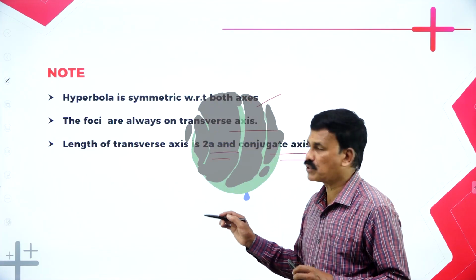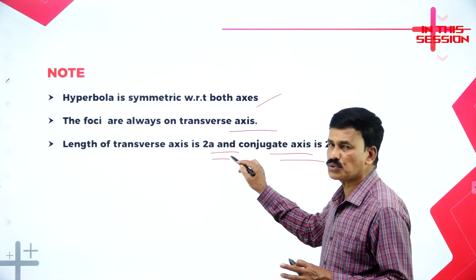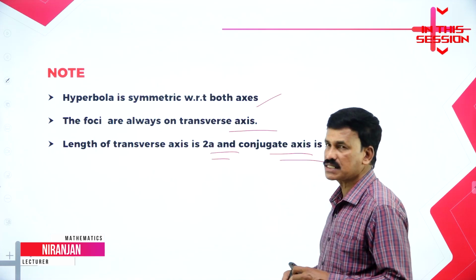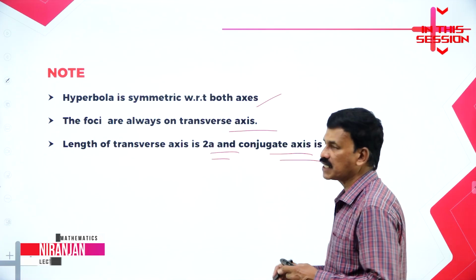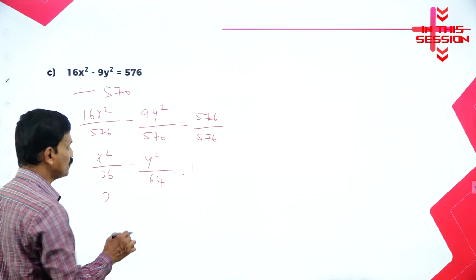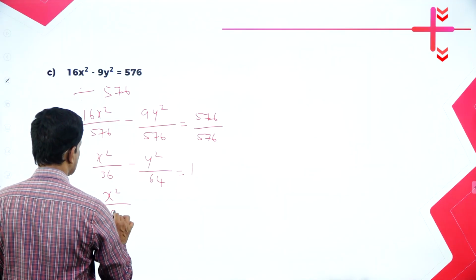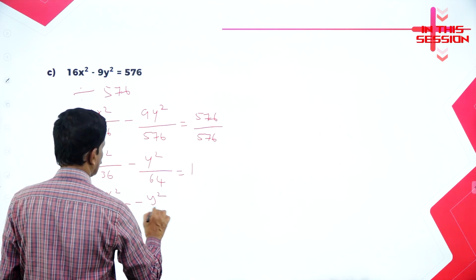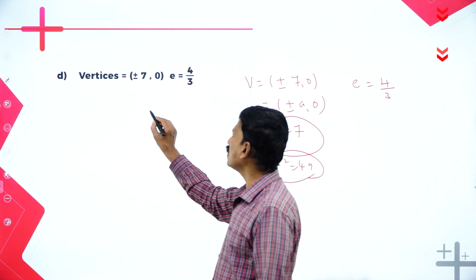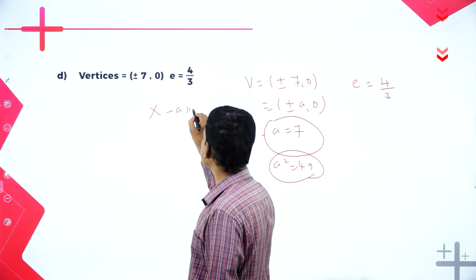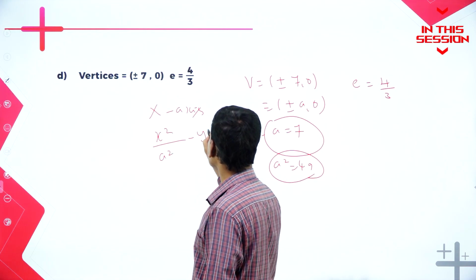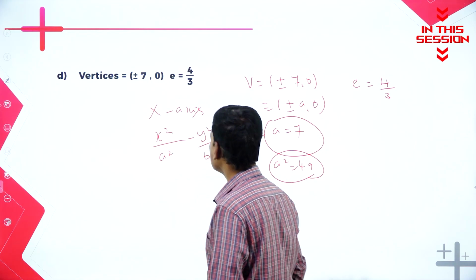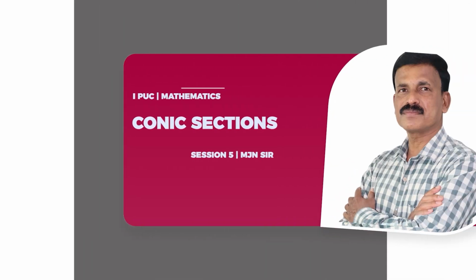In case of a hyperbola, the length of the transverse axis is 2a and the length of the conjugate axis is 2b. The semi-transverse axis is a and the semi-conjugate axis is b. The equation of the hyperbola in the standard form is x square by a square minus y square by b square is equal to 1. Since the axis of this hyperbola is the x-axis, the equation of the hyperbola is x square by a square minus y square by b square is equal to 1.